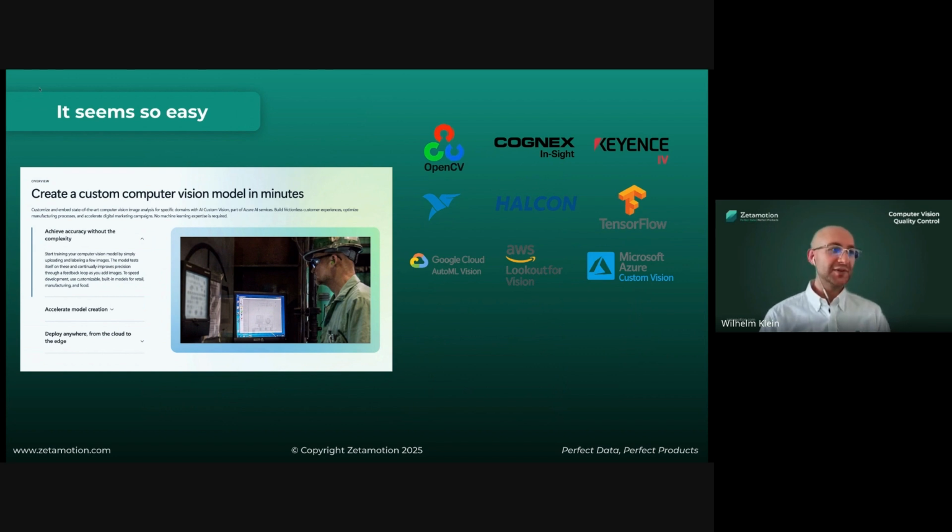And if you look at some of these websites, this one is actually from Azure. It makes it look very easy, right? It says here, create a custom computer vision model in minutes. Use embedded state-of-the-art computer vision, and it's super easy. Just upload a couple of pictures, and out you get amazing inspection, right? So that's the promise, and that's the potential, and that's what everyone sees and knows is the future, and nobody wants to be left behind.